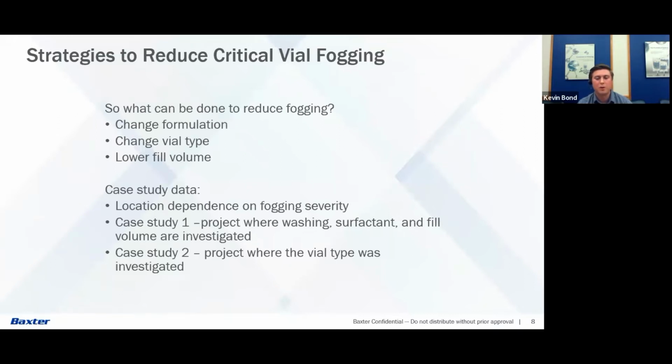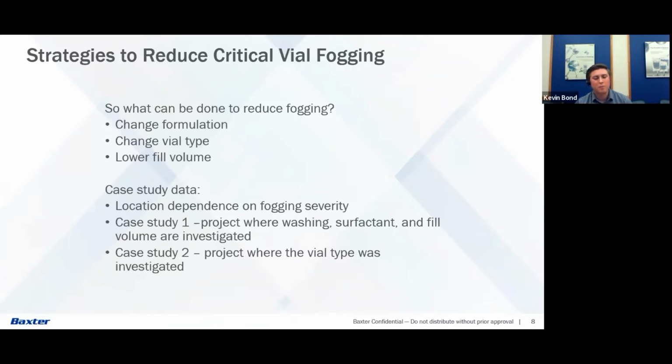So if you're using a standard vial and you're able to change to a vial type that has some type of hydrophobic coating on the inside, then it may be worth your time to investigate a coated vial. Or there are also vials that have refinished glass inner surfaces, which also have been shown to reduce fogging. So it'd be worth your time to test whether either of those types of vials could help improve the fogging characteristics of your formulation.